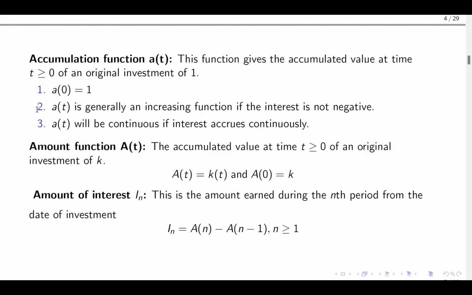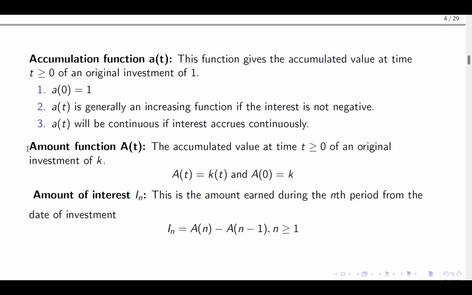The third point says that a(t) will be continuous if interest accrues continuously. So it follows the nature of your interest. Okay, that's how come if interest is not negative, it will continue to increase. So if interest also accrues continuously, then it will also increase continuously.